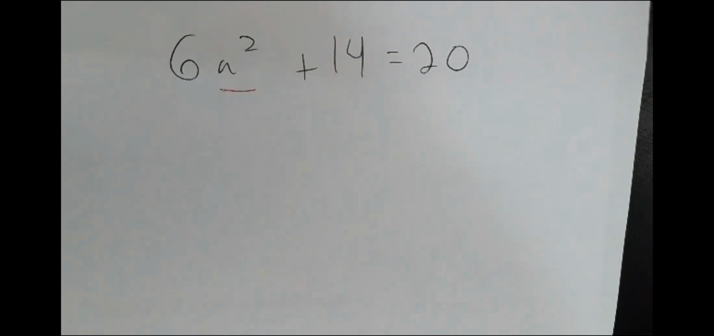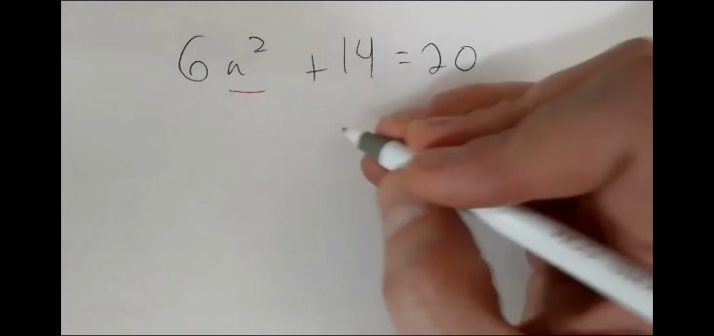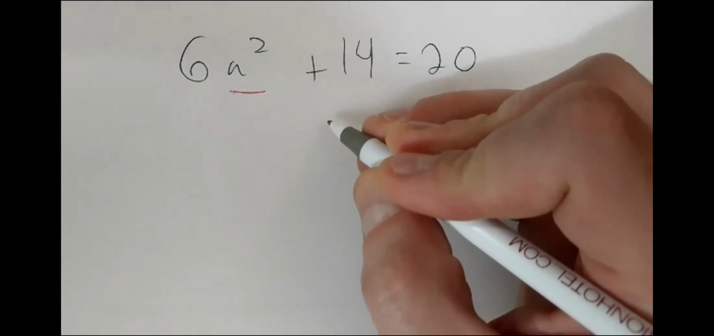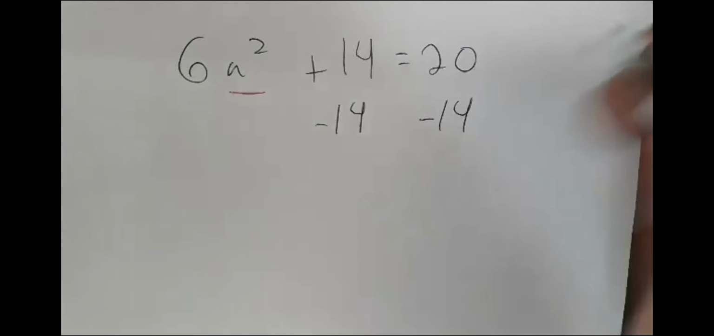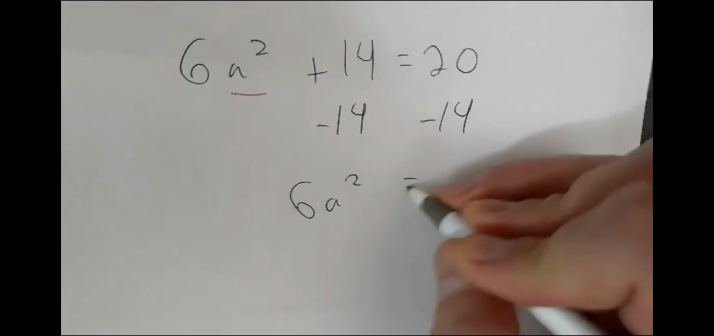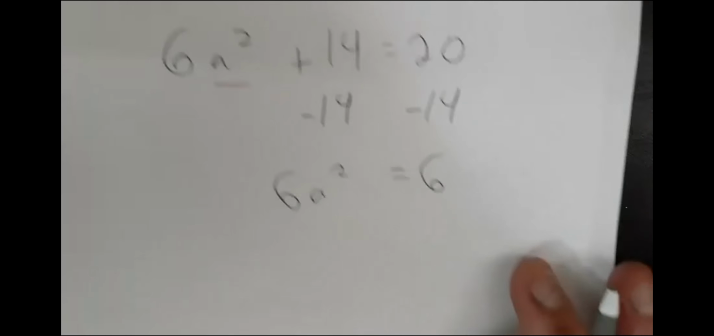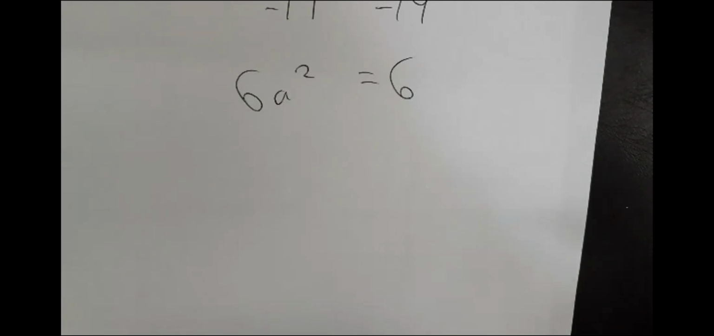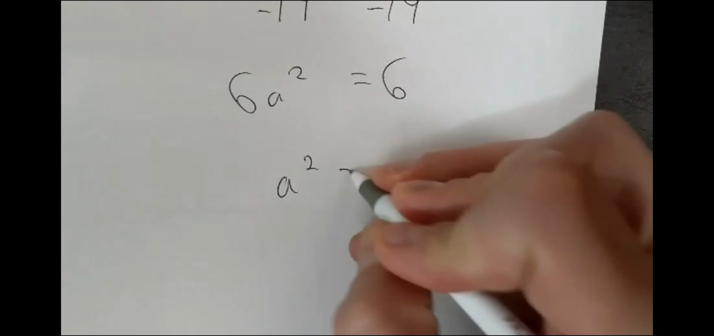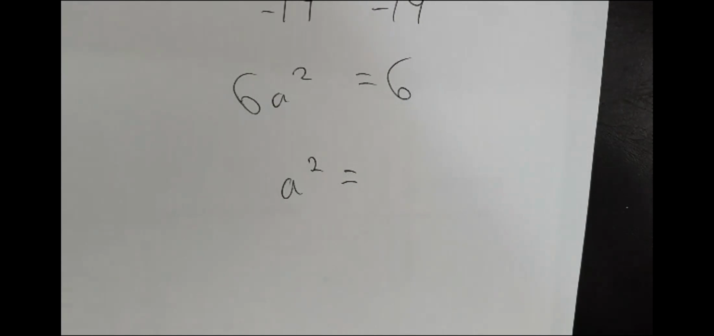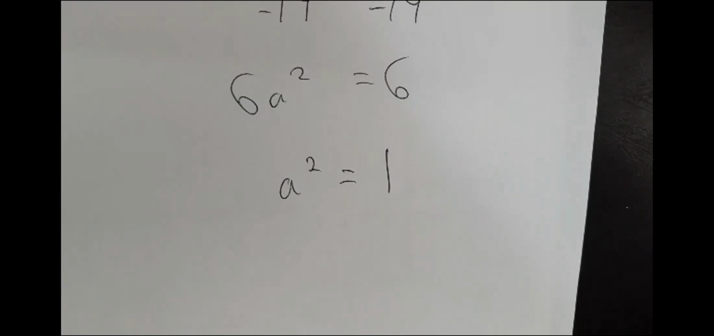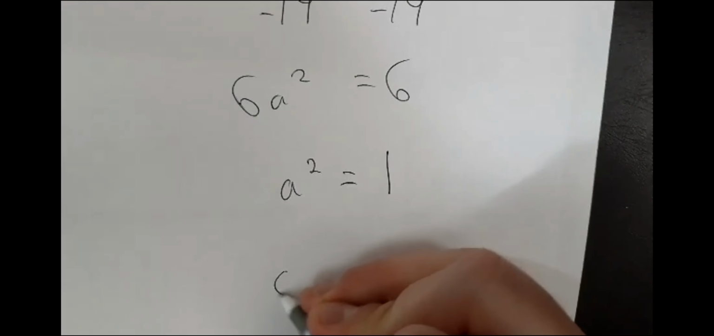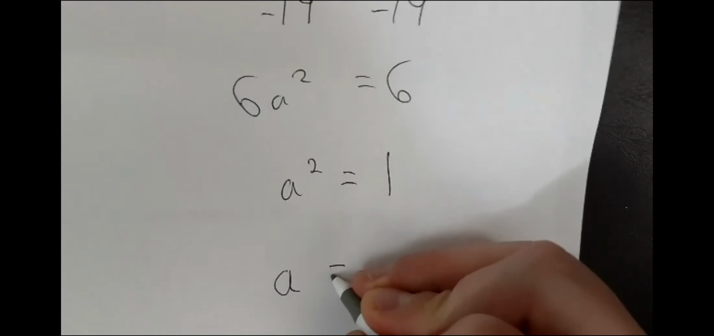So what is the process? Subtract 14. Yeah, subtract 14 and then what? Divide by 6. 6a squared is equal to 6. And now I'm dividing by 6. So a squared is equal to 1. And if a squared is 1, can I do it without saying it? A is 1.